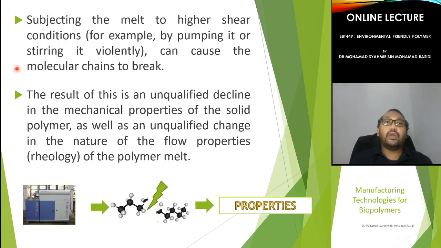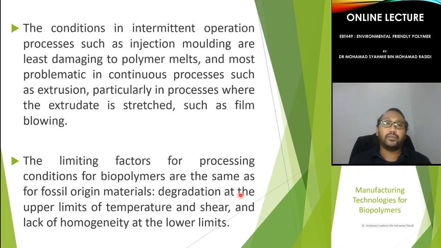Okay, once the molecular chain has been broken, the result is that you will have poor mechanical properties as well as poor flow properties of the polymer melt. So let's say that you have your processing equipment, and then you subject it to a high shear, the molecular chain tends to break. Once the breaking of the molecular chain has happened, it will be reflected in the end properties of the materials.